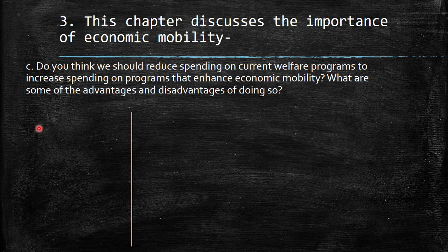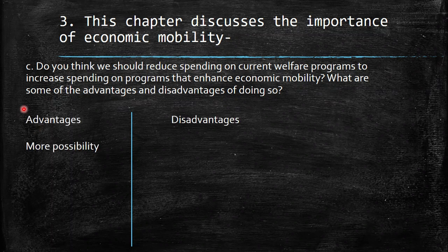The C part says, do you think we should reduce spending on current welfare programs to increase spending on programs that enhance economic mobility? What are some of the advantages or disadvantages of doing so? So I would like to say something about advantages. You can provide more possibilities to people that they didn't have before. They didn't have before the possibility of studying, the possibility of getting better education. So this should definitely be the case.